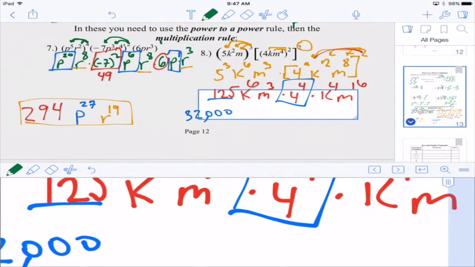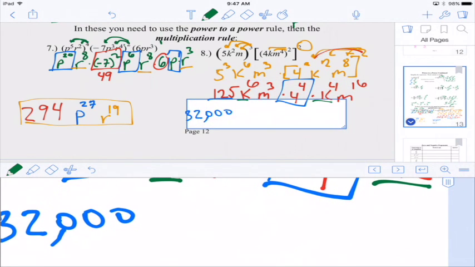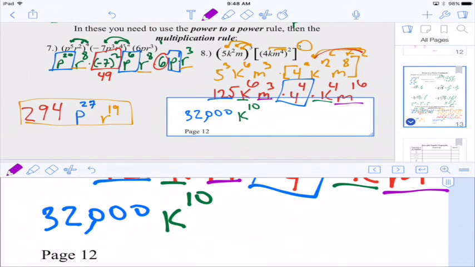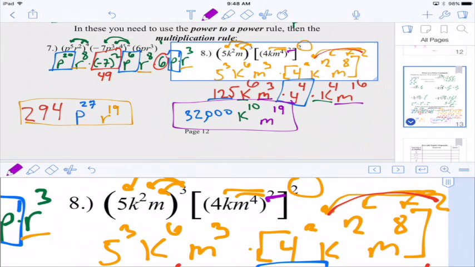Now I'm going to look at my k's. I got k to the 6th times k to the 4th. When I multiply the same base, I add exponents. So k to the 10th. And finally, I have m cubed times m to the 16th. When I multiply the same base, I add exponents. So m to the 19th. There's my final answer. I know there were a lot of steps because there was a double power to a power at the beginning.